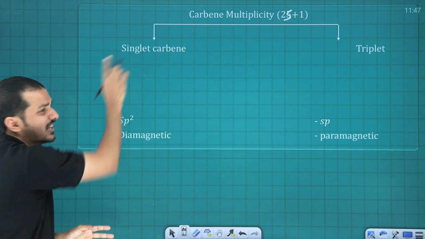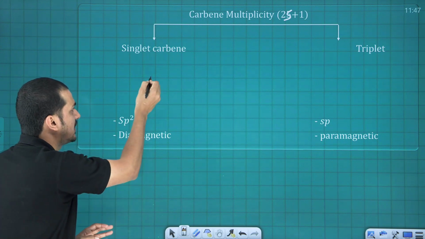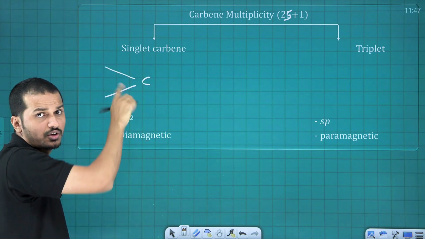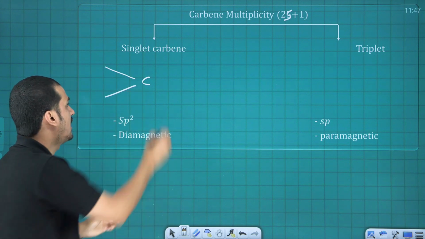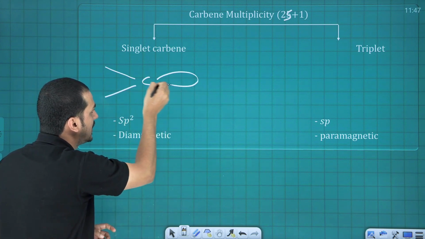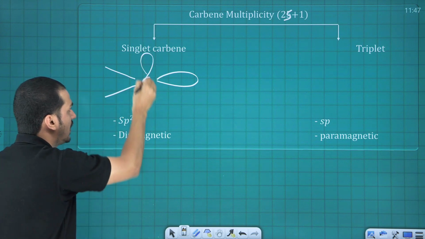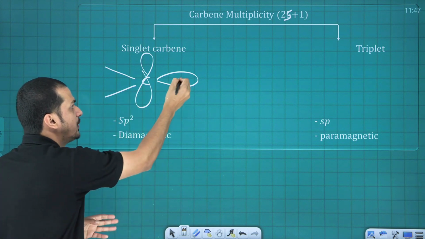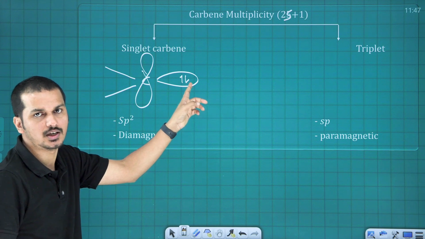Simple idea. Singlet carbene means the carbon is sp2 hybridized. Two bonding orbitals, 2 bond pairs, are there, and one sp2 hybridized orbital, and here one p orbital is also there, because sp2 means one p orbital is vacant. And this sp2 orbital contains what? A paired electron.